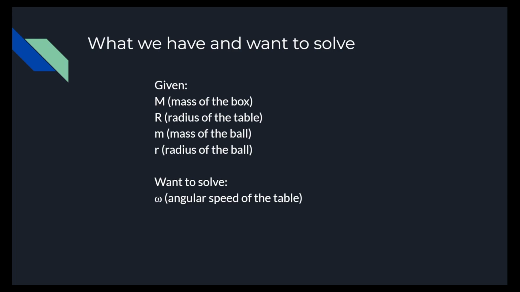So what do we have and what do we want to solve? We're given big M, which is the mass of the box, big R, which is the radius of the table, little m, which is the mass of the ball, and little r, which is the radius of the ball. We want to solve for omega, which is the angular speed of the table.